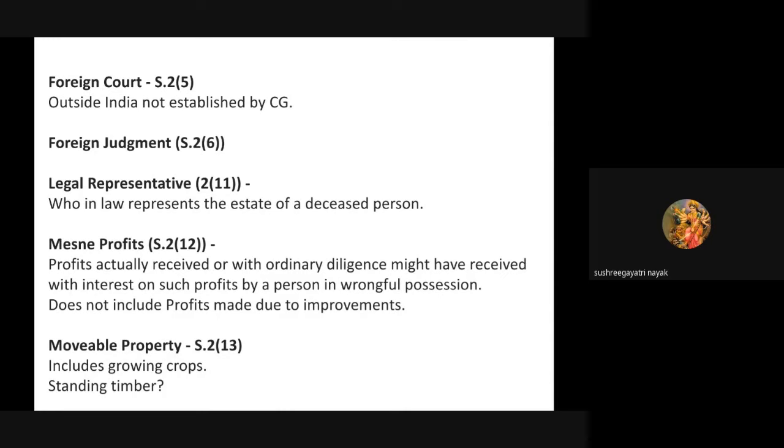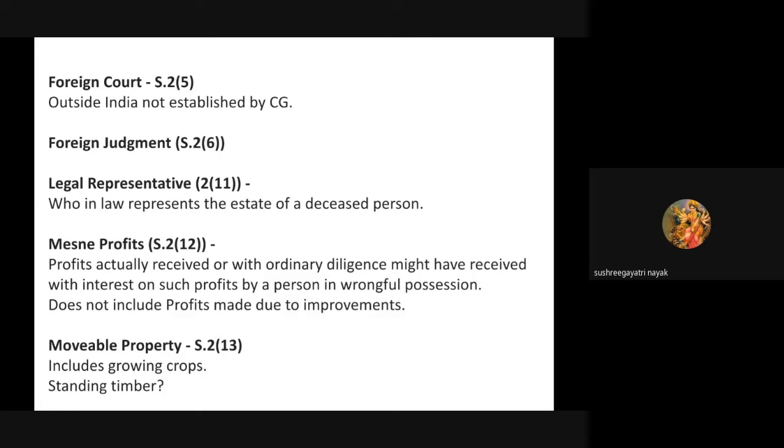So basically, a person who should not be in possession. To give an example, a person came to my field, I mean, a land where I had cultivated crops, and he drove me away from my field and was in possession of that property for some time. In between, he cut down the crops and sold them off. So he has received a certain profit, and he was in wrongful possession.